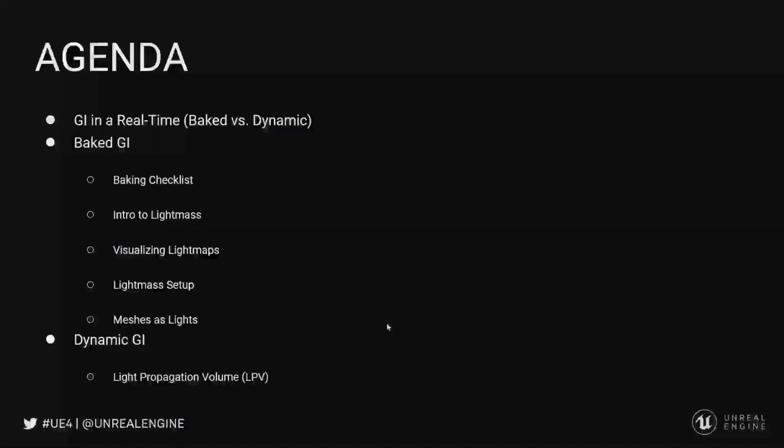So let's start by looking at the agenda. We will start first with an intro about the different ways that we can generate global illumination in real time. And in Unreal Engine, we will be covering two main approaches. The first one is baked GI, and the other one is dynamic GI. We will cover both in detail later, of course.